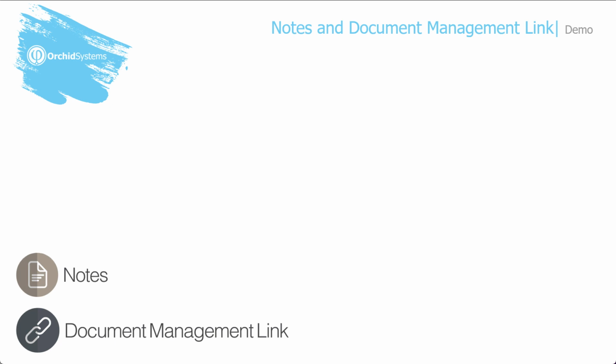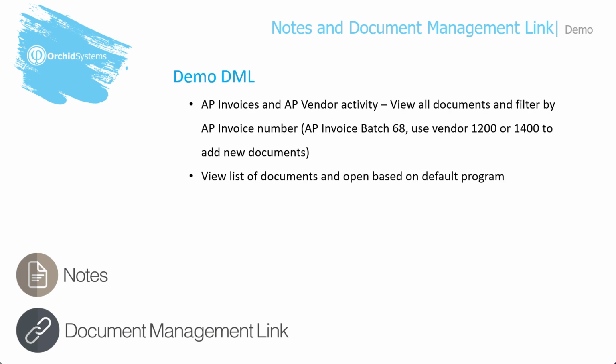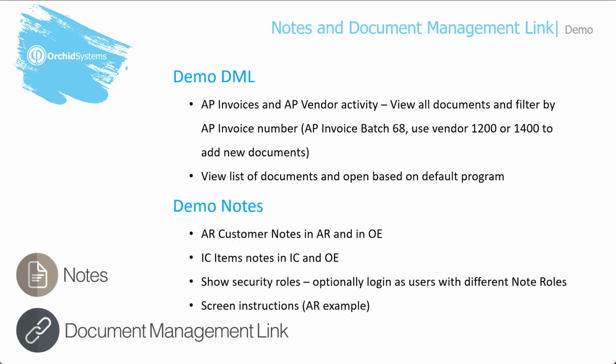So we're going to look at that, and then we'll go through our standard demo of DML, and that caters for a lot of the common scenarios that people ask to see: AP invoices and AP documents around vendor activity. We can also open the documents and add new documents. And in Notes, we're switching to other modules. We're looking at notes around AR customer, IC item, and adding instructions to the screens.